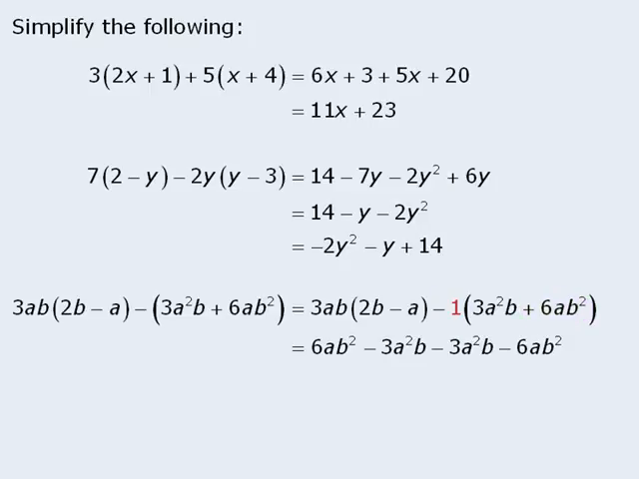From here, we can simplify. First, we have these two like terms. So if we take 6ab squared and subtract 6ab squared, these two terms cancel out. Next we have negative 3a squared b, and from this we are subtracting 3a squared b. This simplifies to be negative 6a squared b. So now we're done. We have simplified the expression on the left-hand side to be negative 6a squared b.